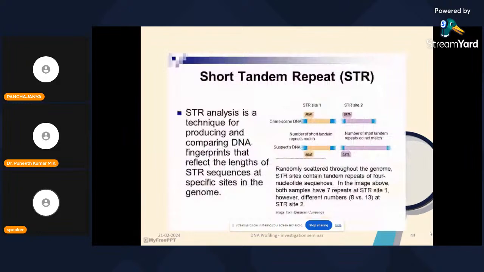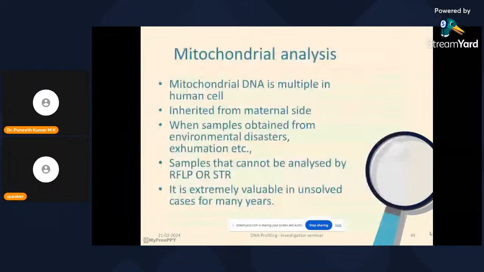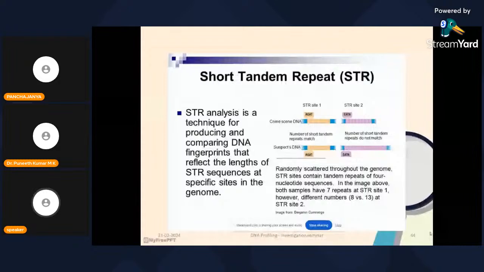Here STR, that is short tandem repeats analysis, is a technique for producing and comparing DNA fingerprints that reflect the length of STR sequences at a specific site in the genome. In this method, there is something called a tandem repeat DNA sequence present in each human genome. The STR or tandem repeats are separated. That is again reconstructed or resynthesized with the help of synthetic DNA or any other known DNAs, and then it is subjected to electrophoresis, and based on the stored data in the software, the identification is done.